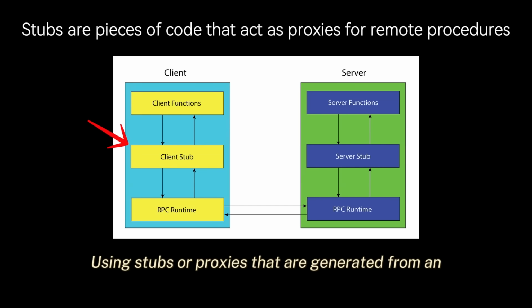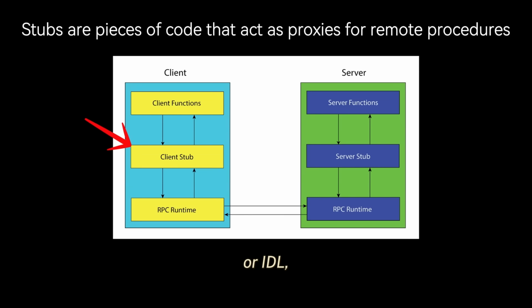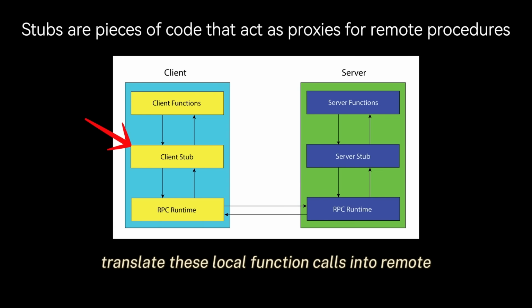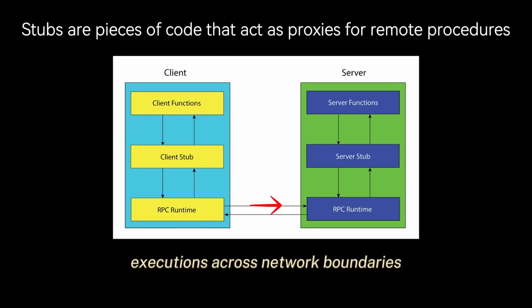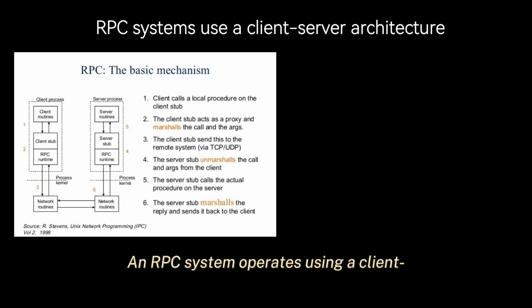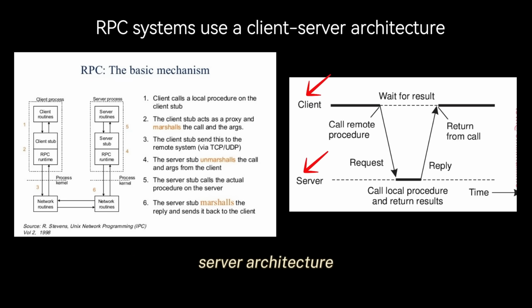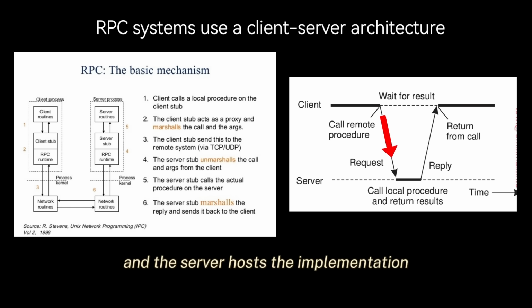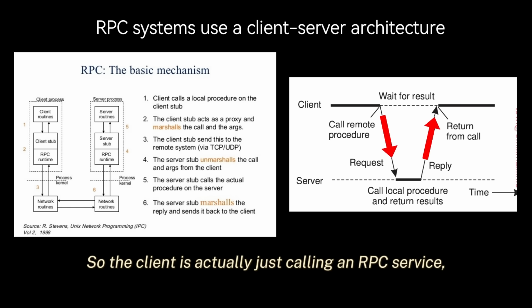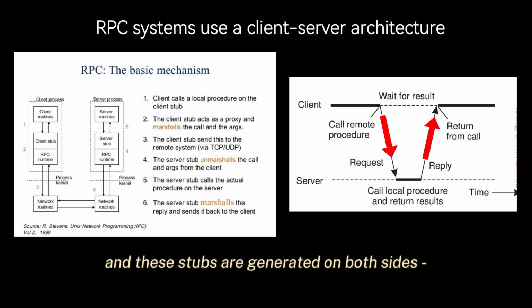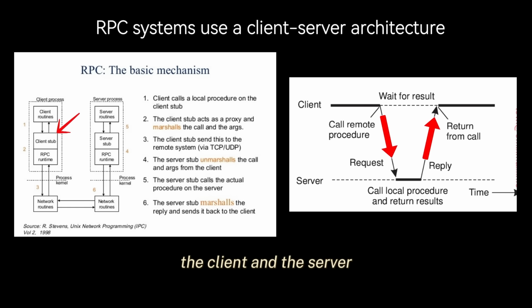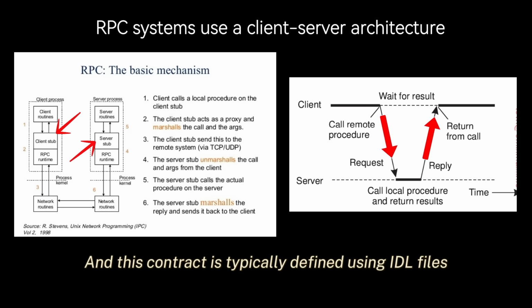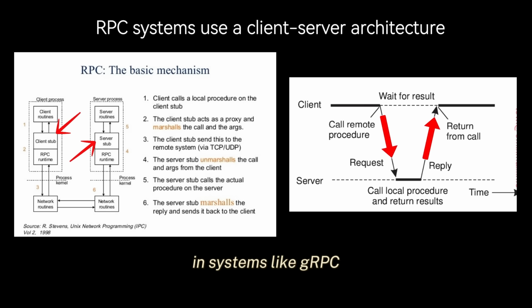way. Using stubs or proxies that are generated from an interface definition language or IDL, RPC systems translate these local function calls into remote executions across network boundaries. An RPC system operates using a client-server architecture. The client makes a request to execute a function, and the server hosts the implementation. So the client is actually just calling an RPC service. And these stubs are generated on both sides, the client and the server, based on a shared contract. And this contract is typically defined using IDL files in systems like gRPC.